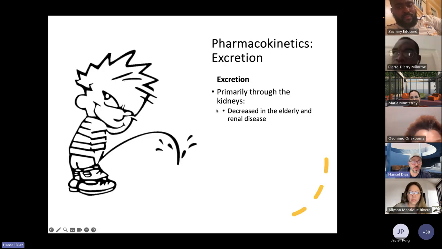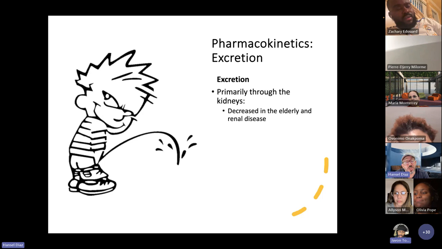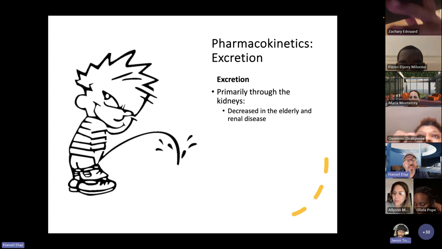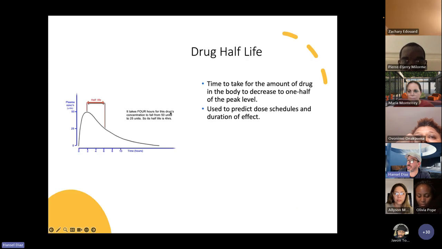So far, so good. We understand this? Excretion, mostly it's produced where? The kidneys. So if your kidney is old, you might have an issue with excretion. If your patient is on dialysis, you might have an issue with excretion. Those are other factors and considerations to take into account when you're giving medication to patients, right? So far, so good. We're good. Okay. I just want to make sure you know this.